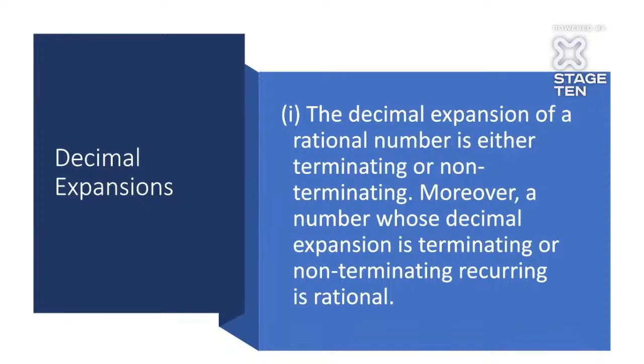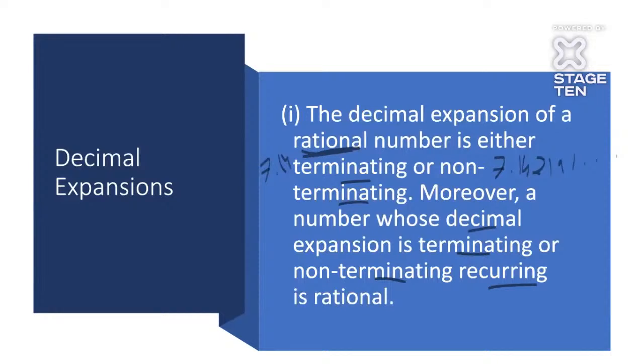When I talk about a rational number, the decimal expansion will be terminating or non-terminating. Terminating means it will have a specific, finite number of digits, like 7.1 or 7.14. Non-terminating means like 7.14219, it keeps on going that way. And a number whose decimal expansion is terminating or non-terminating recurring is rational.